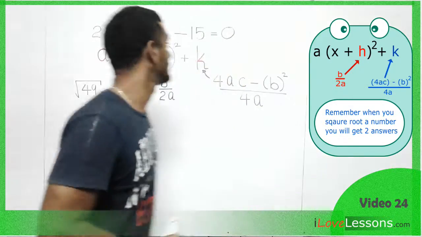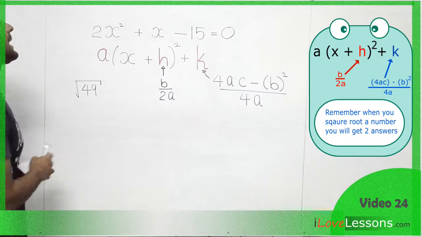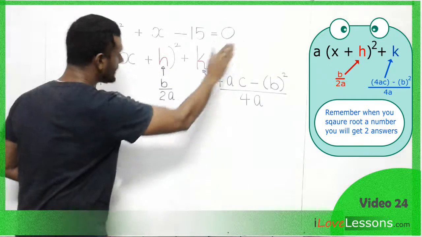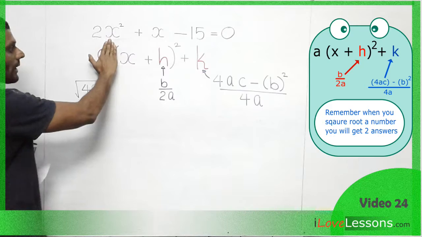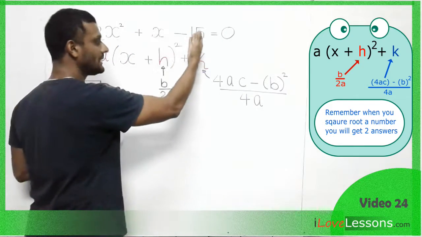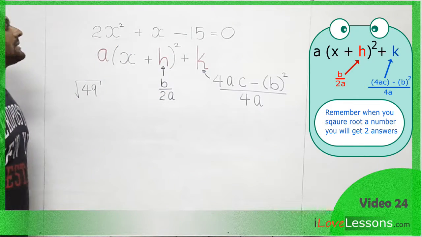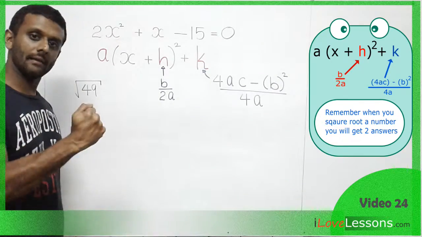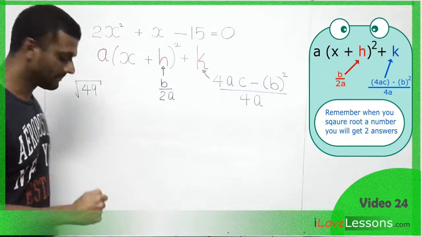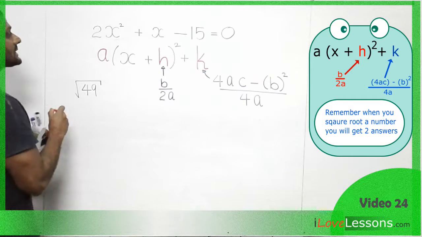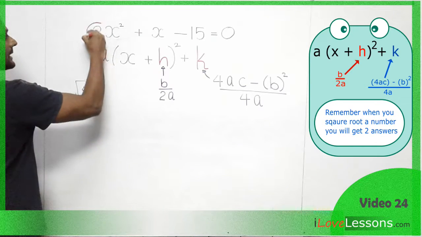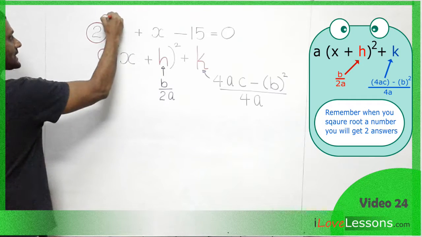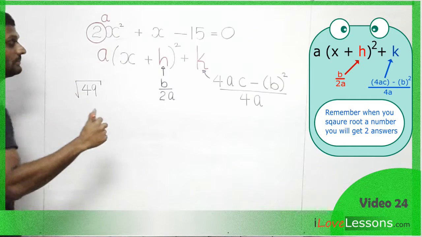So let's get started. On the board, I have a quadratic. You know it's a quadratic because there's an x squared, an x, and something without an x. The first thing we have to do in any quadratic is identify the a, b, and the c. Remember, the number touching the x squared is a. So in today's question, a looks like 2.